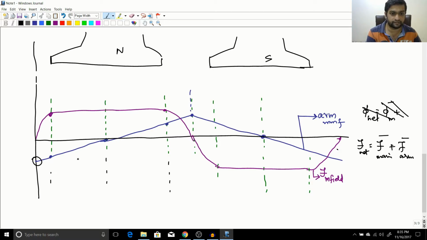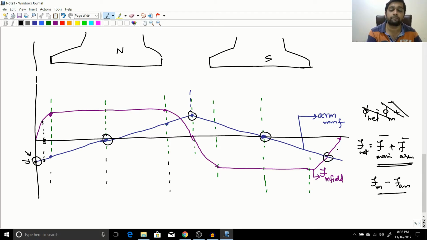Alright, so let's take some important points here. Let us take this point, this point, this point, and this point. So, we are going to draw it accordingly. Now, at this particular point, the main field MMF is 0, but the armature MMF has a value in the negative direction. As we continue, there would be a value somewhere around here where the armature MMF and the main field MMF are exactly the same and in opposite directions. Therefore, the net MMF would be equal to 0, because if both values are equal and opposite, the value would be 0.